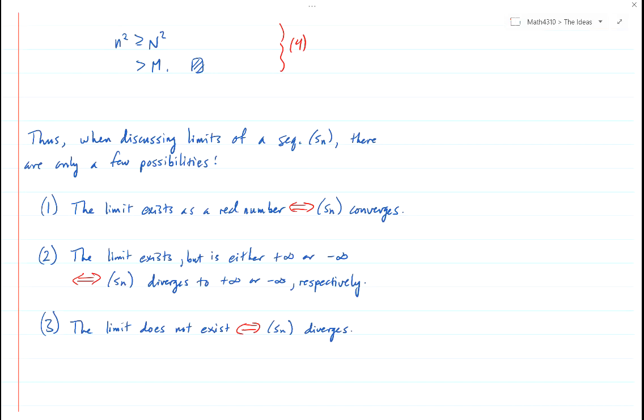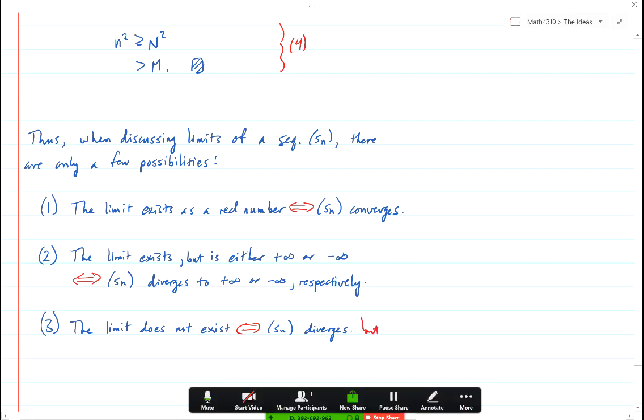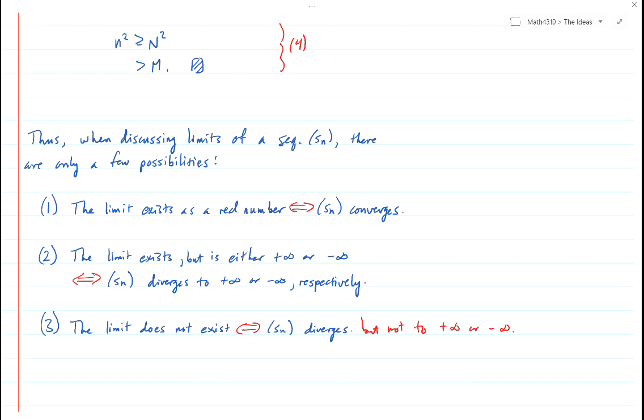But the limit could also exist, but be the symbol plus or minus infinity. That occurs if and only if the sequence Sn diverges to positive or negative infinity, respectively. And then if we say the limit does not exist, that's true if and only if Sn diverges, but not to plus infinity or negative infinity. I'll add that in there in red. That's what I mean. If we just say divergent, but we don't mean divergent to plus or minus infinity, then you can safely assume that that's what I mean if I just say, hey, it diverges.